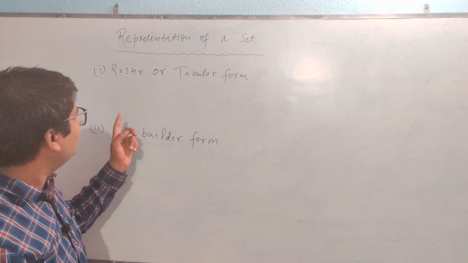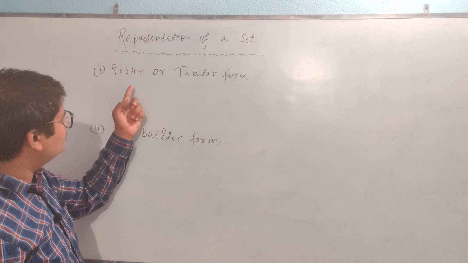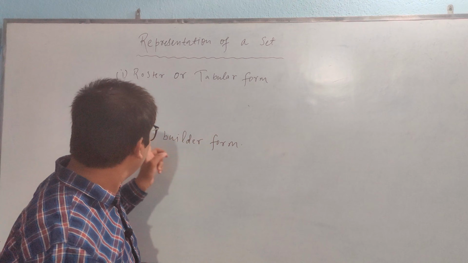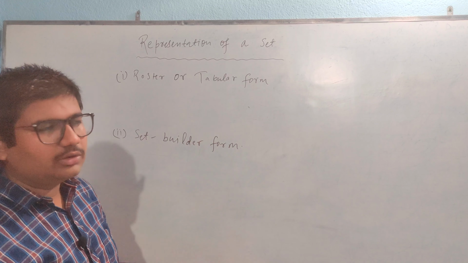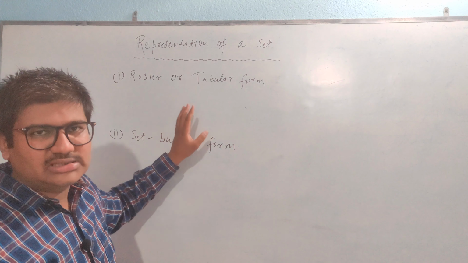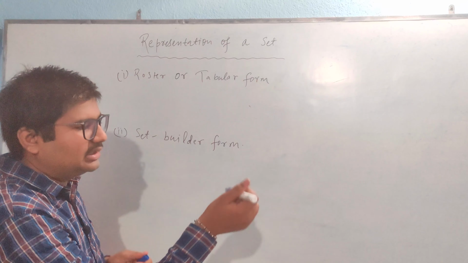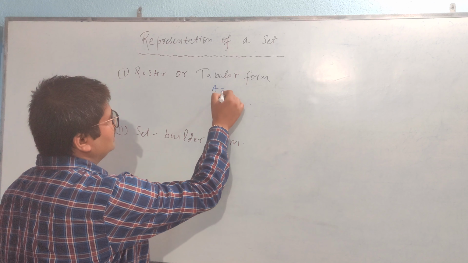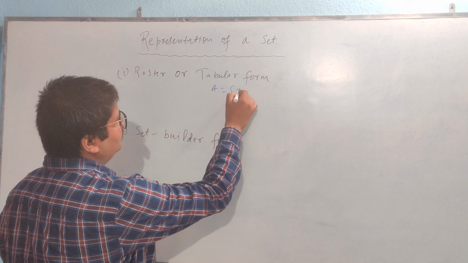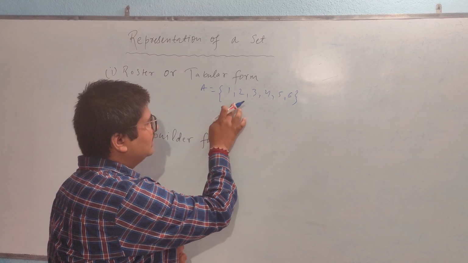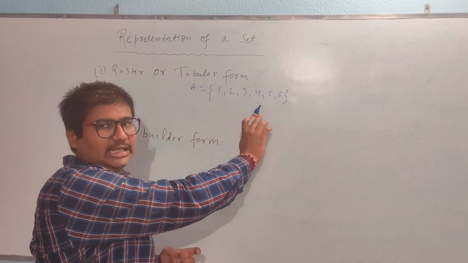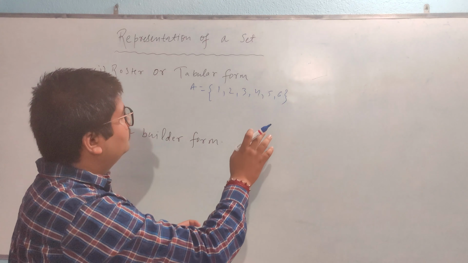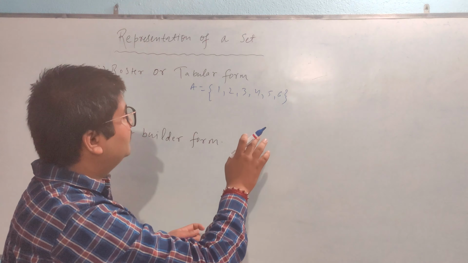So now we will move ahead with the topic, representation of a set. We represent a set using two forms. The first one is roster or tabular form, and the second one is set builder form. In roster form, the elements are listed exclusively. Suppose a set A is there, so we write 1, 2, 3, 4, 5, 6. This is a roster form or a tabular form. In this, the elements are listed, and there is a comma in between which separates the elements, meaning the elements are listed between curly braces.